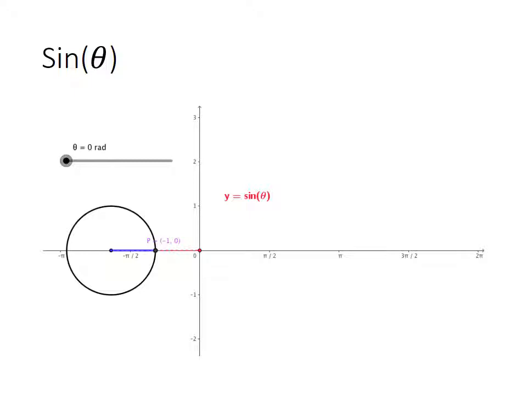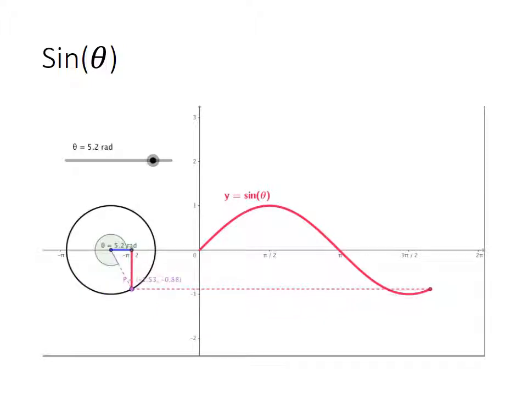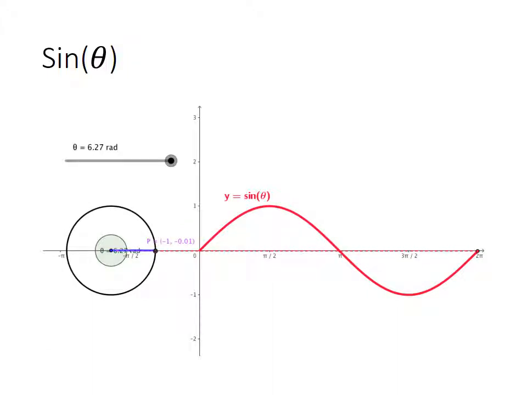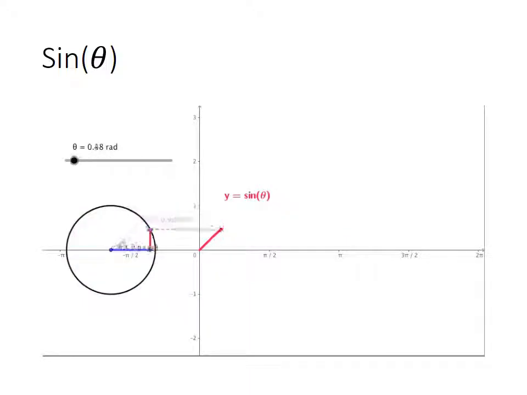Let's increase the angle theta and graph the y values that we get. This is a graph of the function sine of theta. What would a graph of the derivative of this function look like? Let's rewind this. And now let's zoom in a bit on the unit circle.